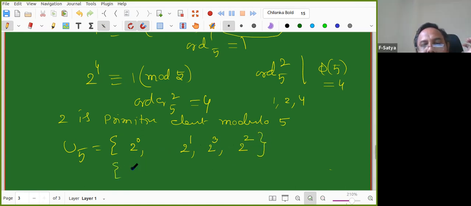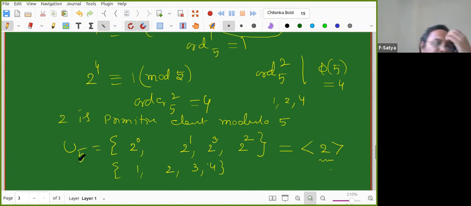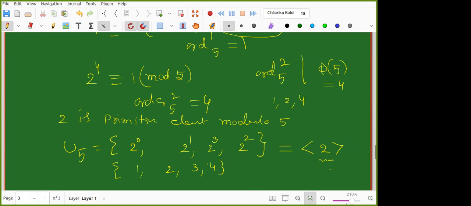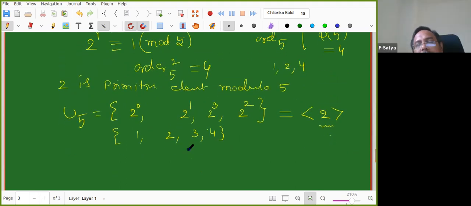So now this is nothing but 1, 2, 3, 4, of course modulo 5. That means everything is generated by 2, so 2 power something. That's why this is called a primitive root. Primitive root means with that I'll get every element. Then we say that the group is also cyclic, meaning it is generated by a single element. A generator generates everything.